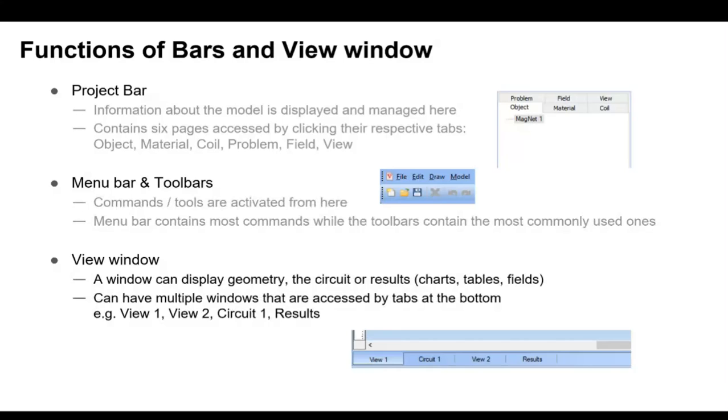In the View window, you can see geometry, the circuit, or results from a solution. The View window area can have multiple windows that are accessed by tabs at the bottom, such as View 1, View 2, Circuit 1, or Results.